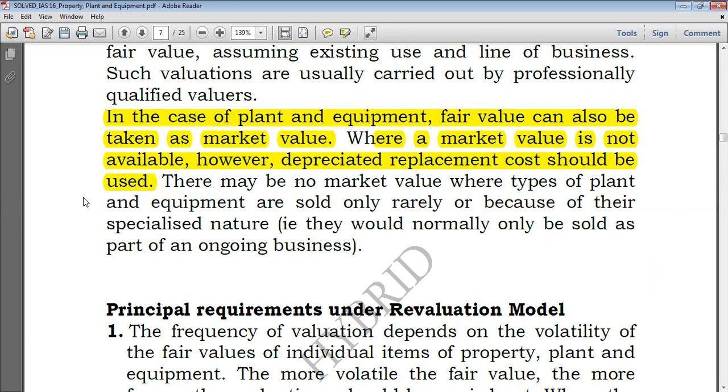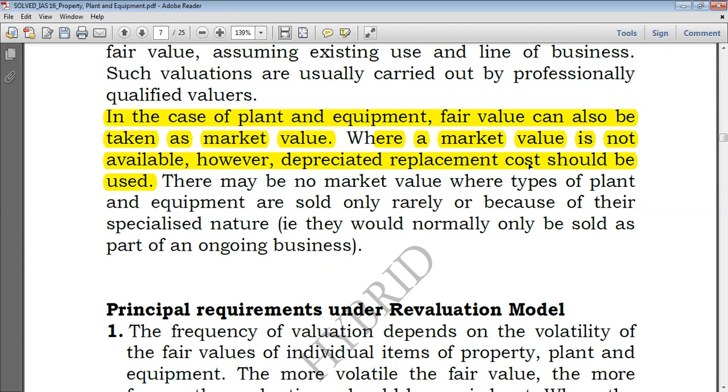If you cannot obtain the fair value, what do you do? You just go back and presume we take the depreciated replacement cost. You ask yourself, this car, let's say, is 6 years old. Then what do I do?